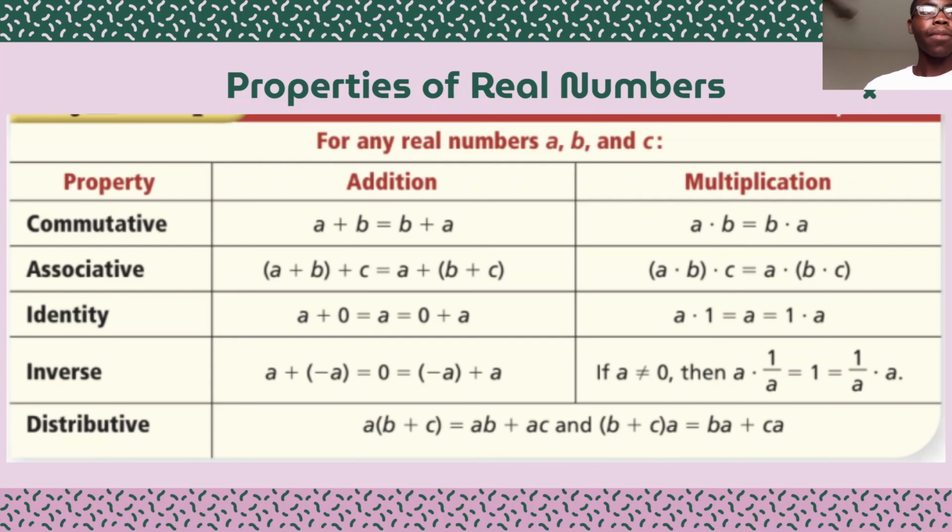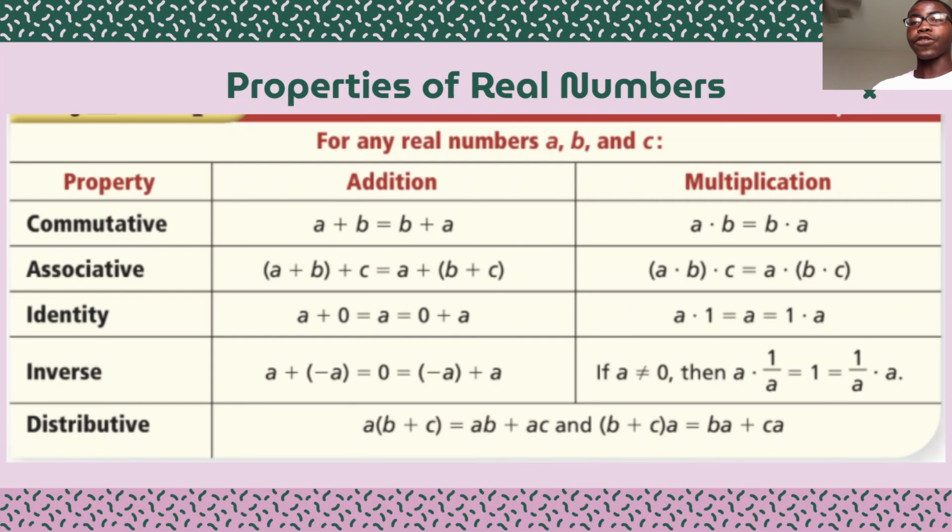Now the identity property basically states that any number that's added by 0 will still preserve its identity, will still preserve its value. So a plus 0 is still equal to a. And that's for multiplication, but instead, any number multiplied by 1 will preserve its identity.